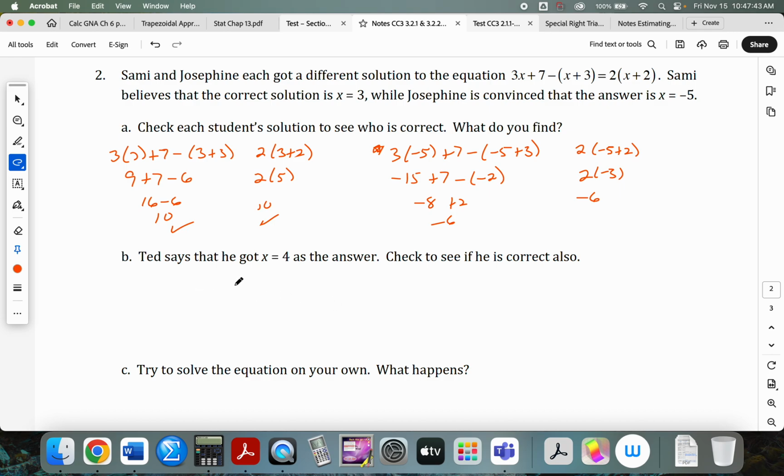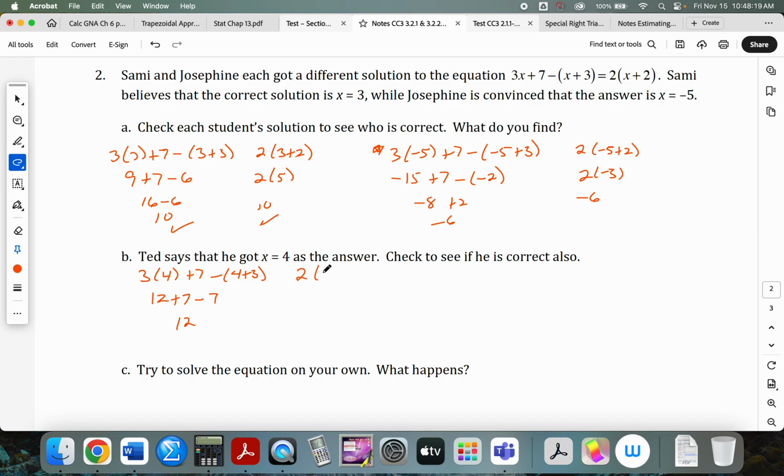What do you think? Do you think Ted is going to be right also? He's not. You don't think he is? Oh man, I have a disbeliever. I've got to show you. 3 times 4 plus 7 minus 4 plus 3. It's okay. I tend to be someone who is disbelieving of things until you prove it to me. So that's 19 minus 7 is 12. Is that what you got? Oh, you haven't checked it. Oh, he got it right. Yeah, Ted is right too.